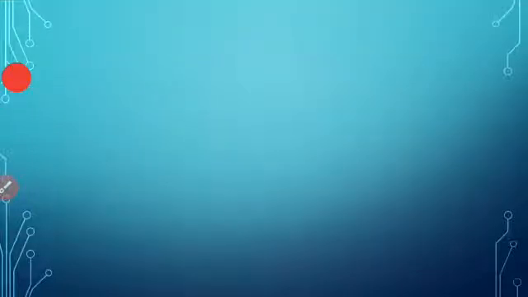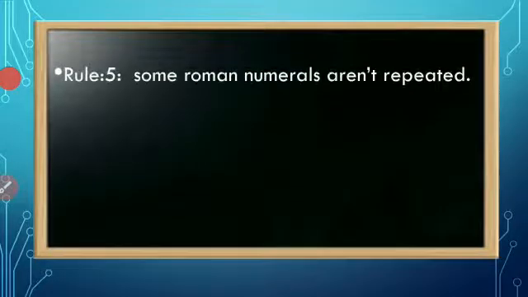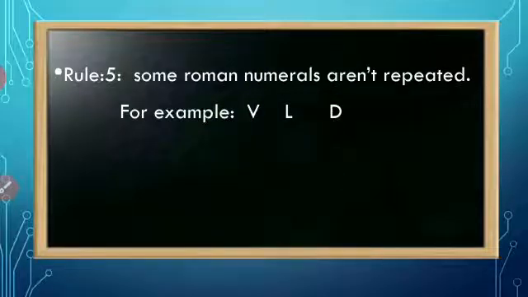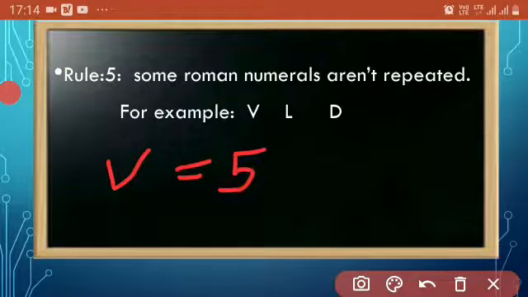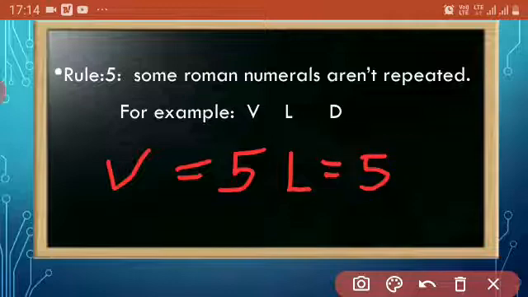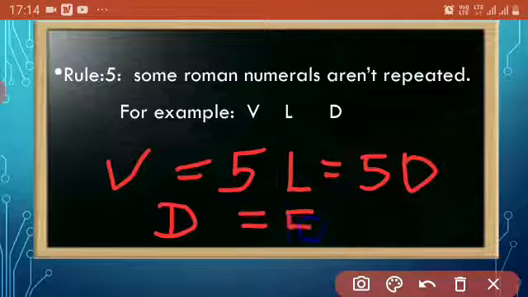Rule number 5. Some Roman numerals aren't repeated. For example, V, L and D. You know, V stands for what? 5. L stands for 50 and D stands for 500. These symbols are not repeated.